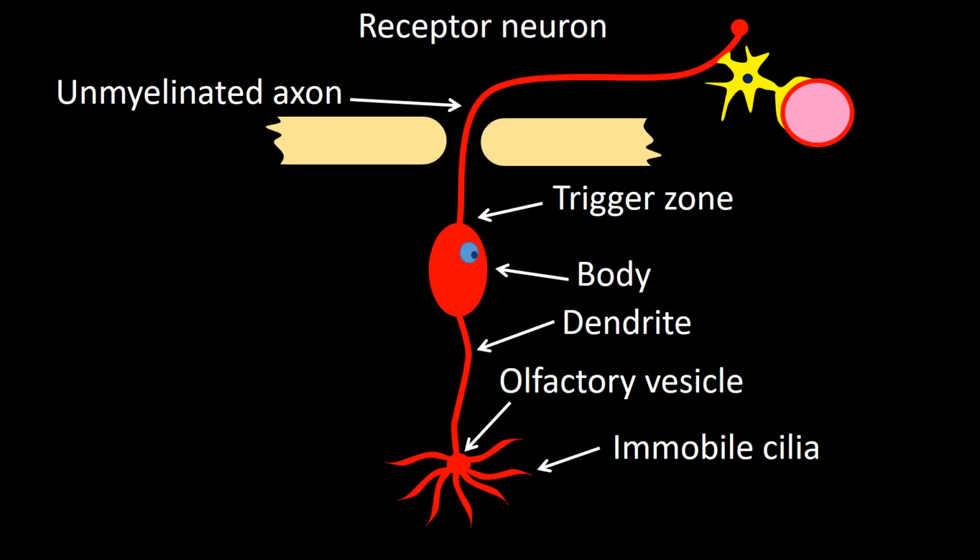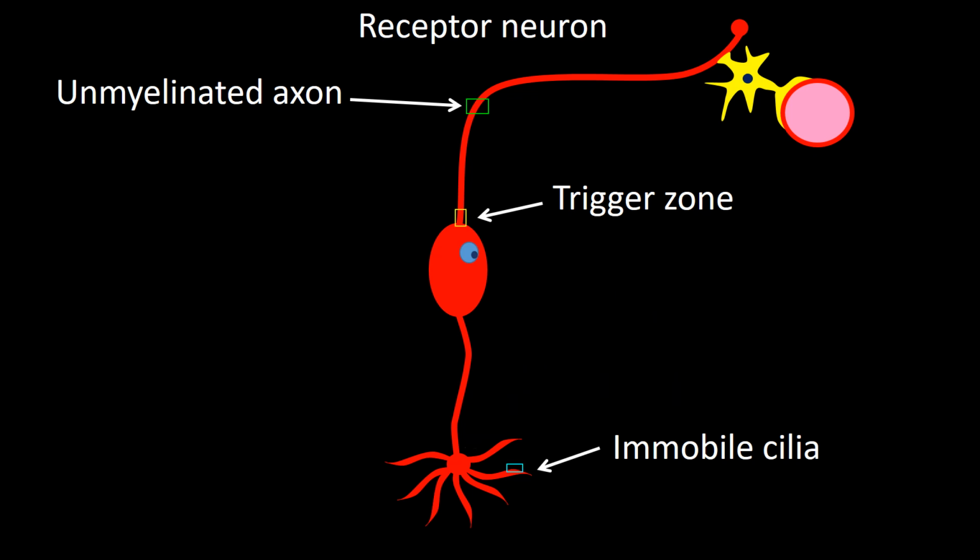To answer this question, I will refer back to the schematic representation of the neuron and single out three regions. The immobile cilia, where the receptive membrane is located and the receptor potential is generated, represented inside the aqua rectangle. The trigger zone, which is at the beginning of the axon, represented in the yellow rectangle, and a segment of unmyelinated axon, represented inside the green rectangle.